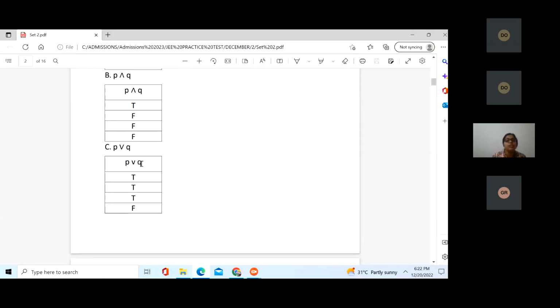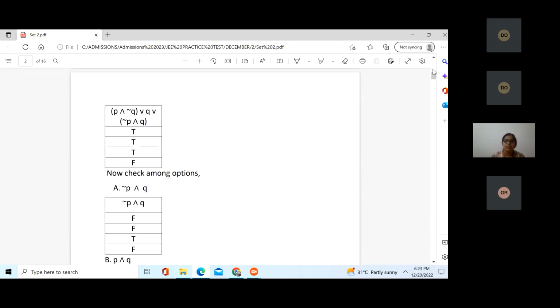Once I complete all the options, I need to check the values. What I got after solving using the truth table was true, true, true, and false. So I need to check which among the options gives the same thing: true, true, true, and false. It comes with the third option, P or Q. That's how the third option becomes the answer for this question.